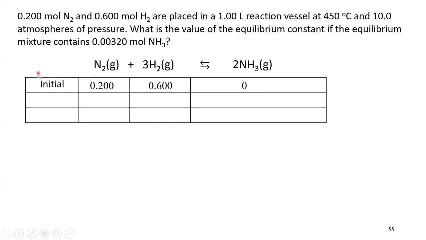Now, the C is for the change that takes place in order for us to establish equilibrium. And the change is a stoichiometric change. It's based on the balanced equation. So in this case, X amount of nitrogen is going to be reacted. That's why there's a negative sign. 3X of hydrogen is going to be reacted. That's why we have the negative sign, and it's a 1:3 ratio.